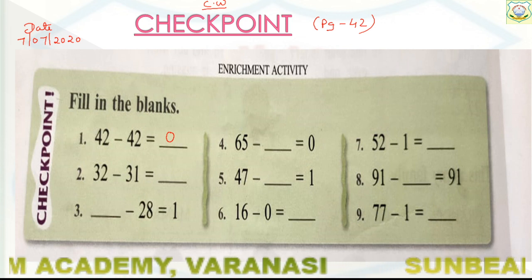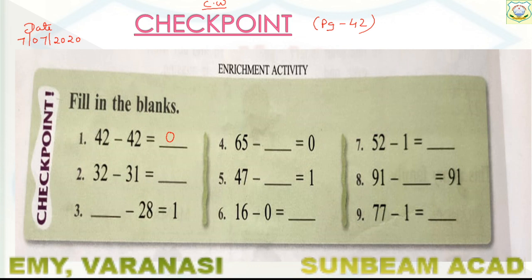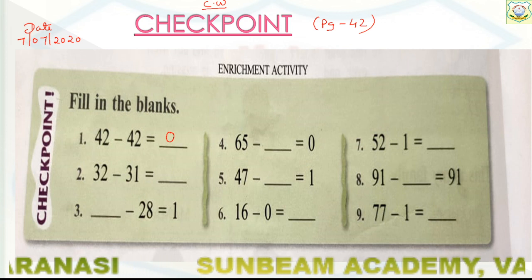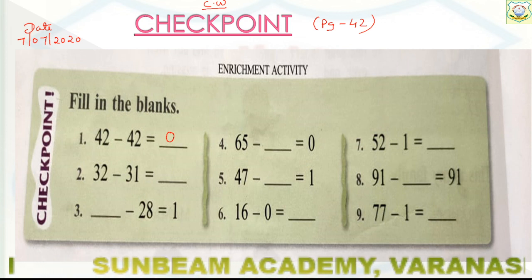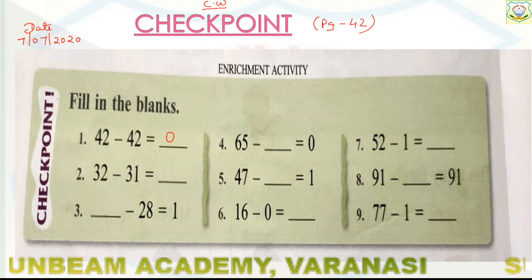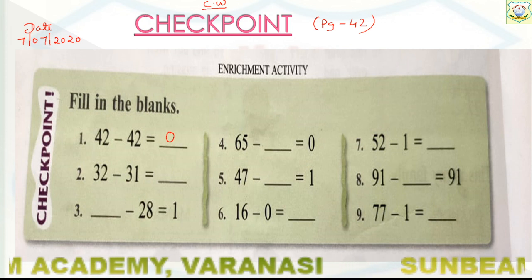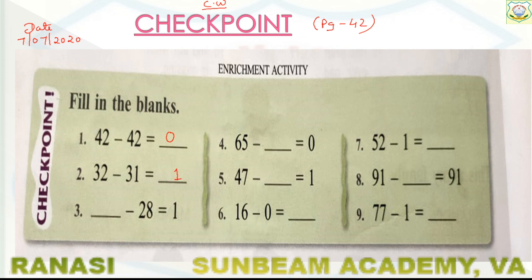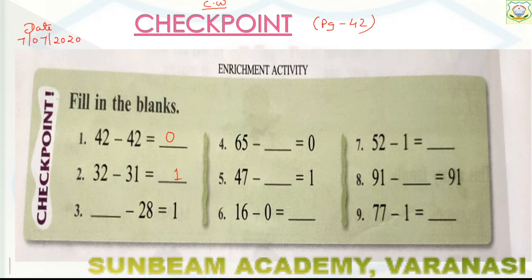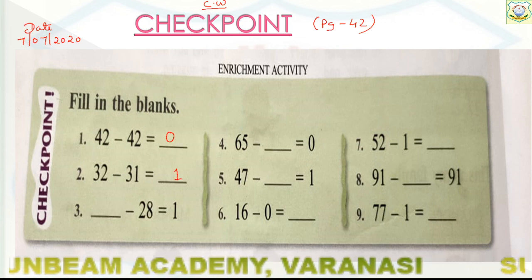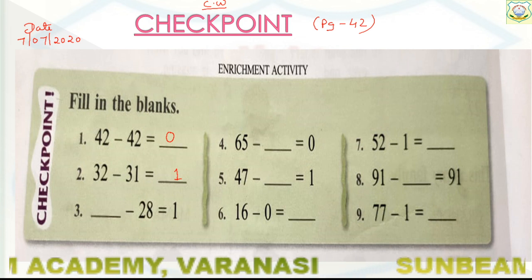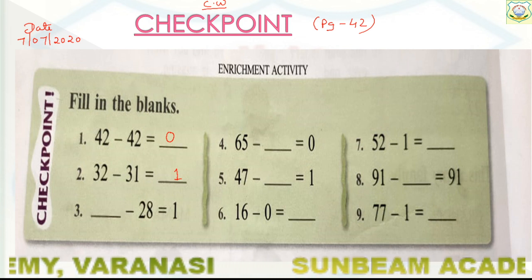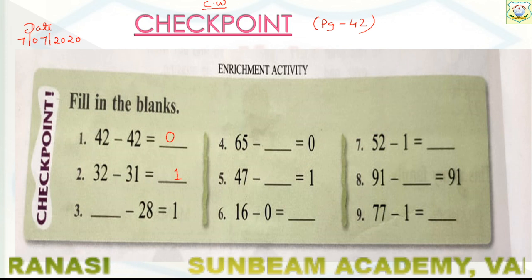Okay? Now the second one. 32 minus 31. Right? So 32 minus 31 is, we have to subtract here 1 from 2. So 2 minus 1 is 1. And 3 minus 3 is 0. So if you want, you can write here 0. Otherwise, you can leave it. Okay? So write down the second one.